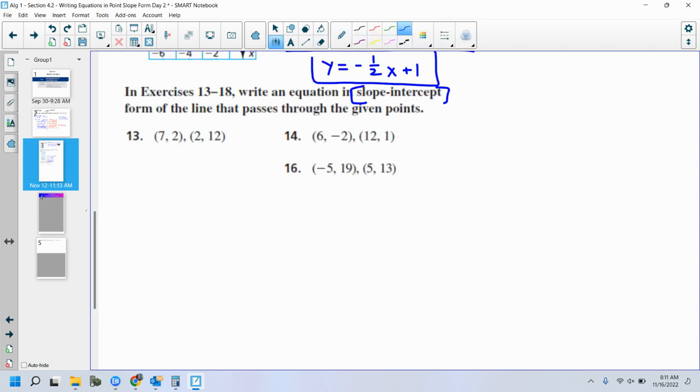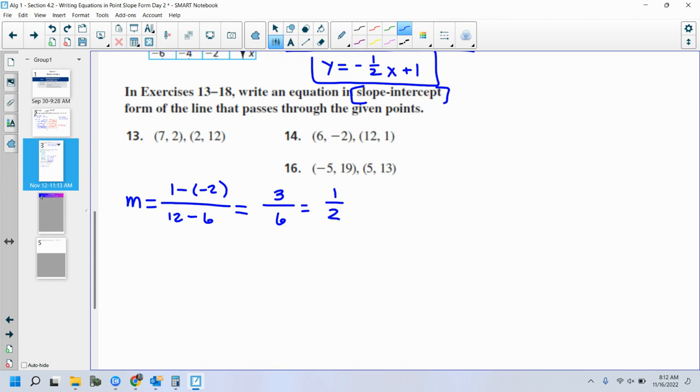Same process, right? Find the slope, pick your point, put it in point-slope form, solve for y. First things first, take the slope formula: 1 minus negative 2 over 12 minus 6. I got to be honest, the main thing that people are messing up on is the minus and negative. 1 minus negative 2 is a 3. 12 minus 6 is a 6. What is 3/6? 1/2.